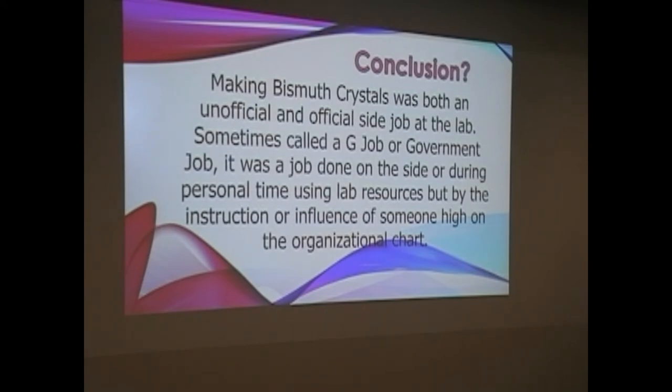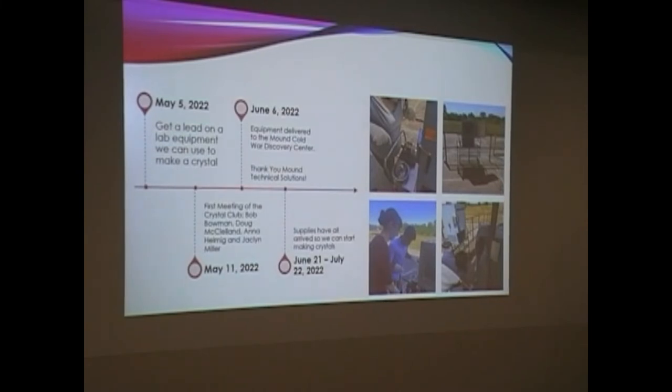And so after all this research, we obviously decided that we needed to make a bismuth crystal. So on May 5th, we got some equipment to help us. On May 11th, we had our first crystal club meeting, because that's when we decided we were going to make a presentation. It was a go. We had enough information, and we were going to have a good time. On June 6th, the equipment came. It's that blue little box up there. And then on June 21st, all the supplies were here, and we were ready to go.